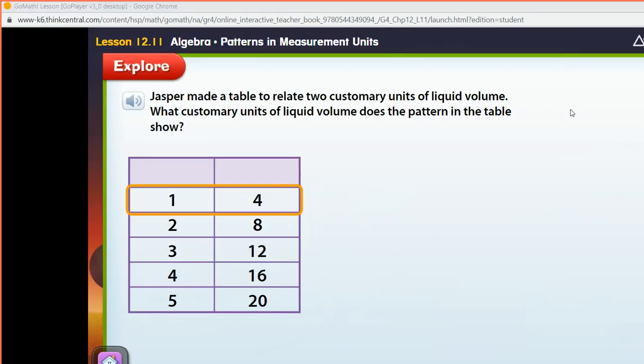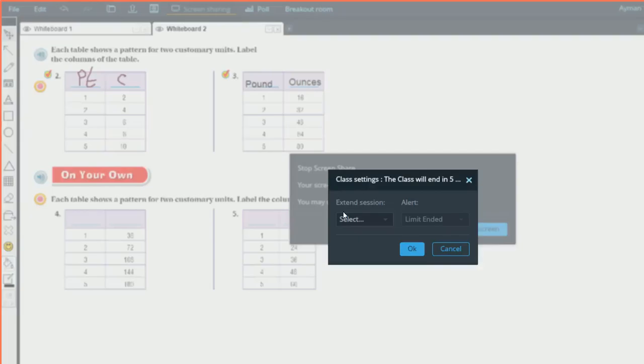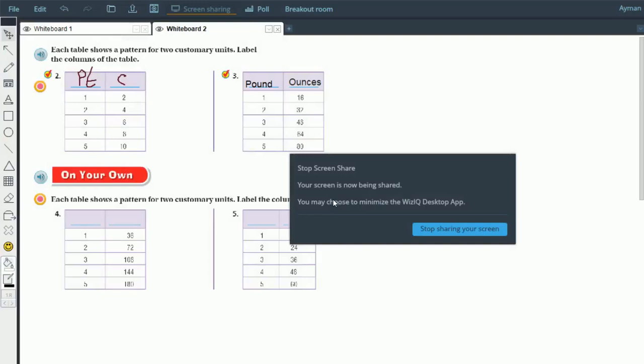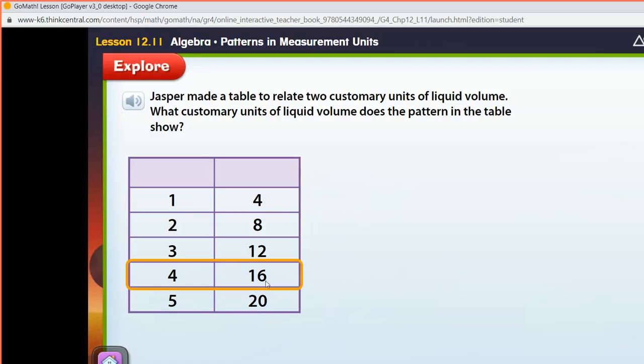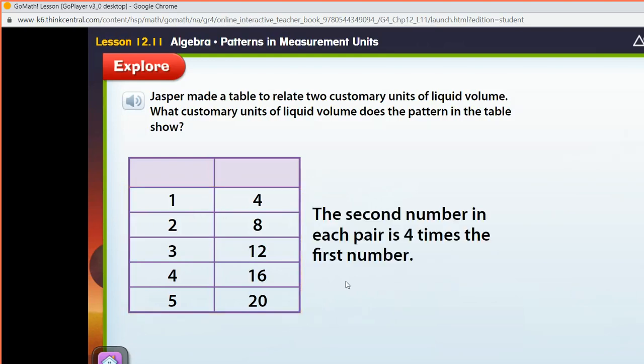Now, gallon and what? Gallon and what, Qusay? 4. The second pair is 2, 8. Then 3, 12, 4, 16, and 5, 20. What is the relationship between the numbers in each pair? The second number in each pair is 4 times the first number.